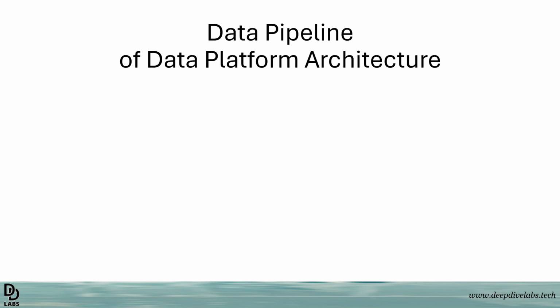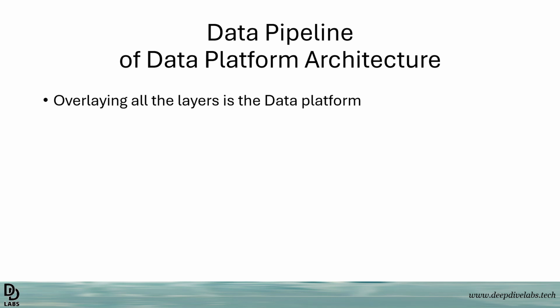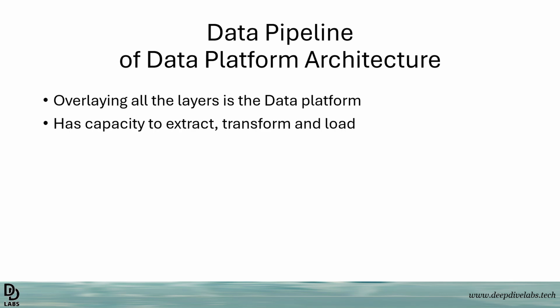So finally, we look at the data pipeline layer. If you look at the block diagram, the data pipeline overlays all the layers in the data platform architecture, right? They are part of the data ingestion process, data storage, the data processing, and the user interface and analysis layer as well. So they have the capability to extract, transform, and load. We'll talk more about the different ways in which this processing can happen, right? This is to give you the high level understanding.